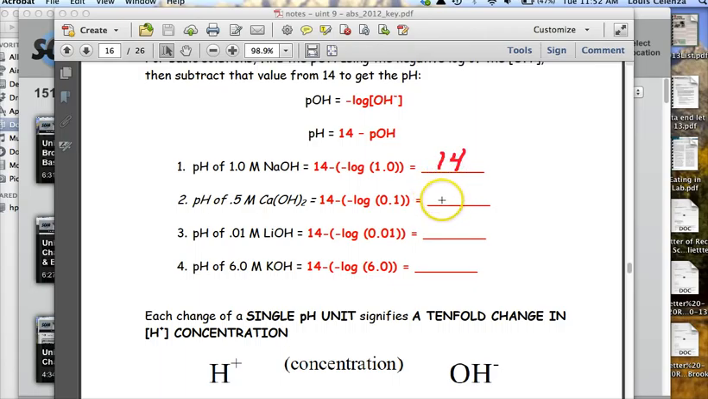What is the pH of a 0.5 molar calcium hydroxide solution? It's going to be almost 14. I think it's 13.7. What is the pH? This one's going to be strong also, it's 12. And then the pH of a 6 molar KOH is 14.8.